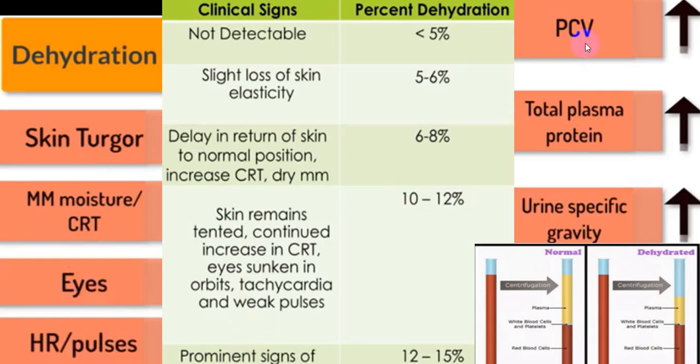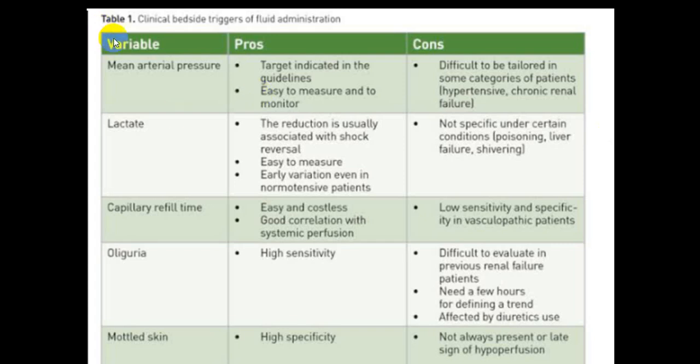And laboratory parameter, you can go for PCV, packed cell volume, that will be increased. Total plasma protein will be elevated. Urine specific gravity will be also increased. This will be roughly the laboratory parameters which might help you to find out the severity of volume loss, or whether it is euvolemic or hypervolemic. So those will be very, very important. So arterial pressure, lactate level, capillary refilling time, oliguria, mottled skin may be of importance.